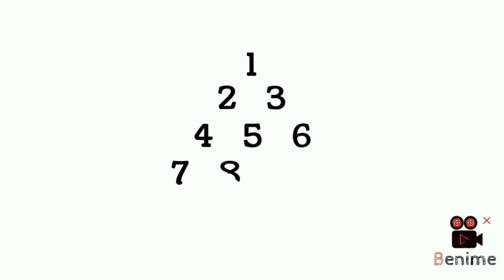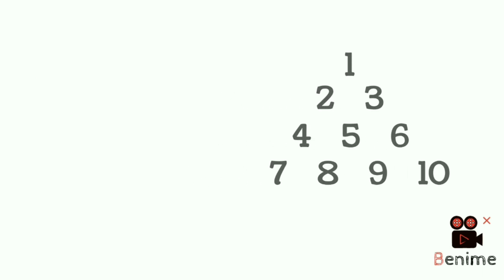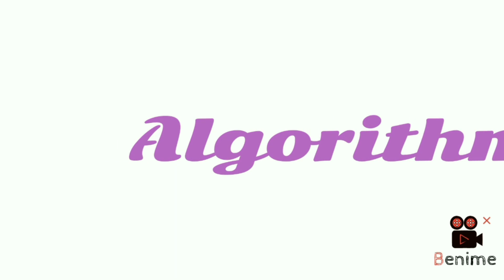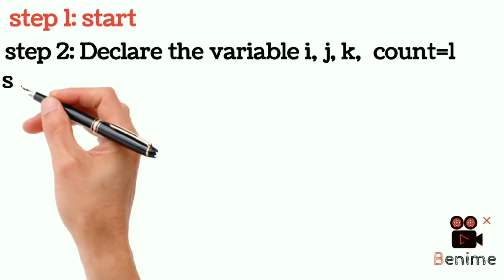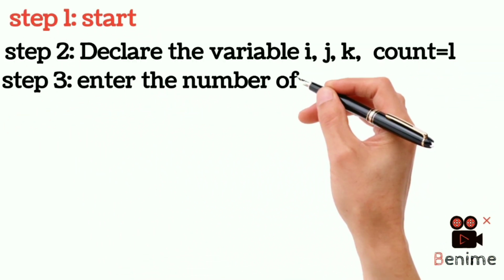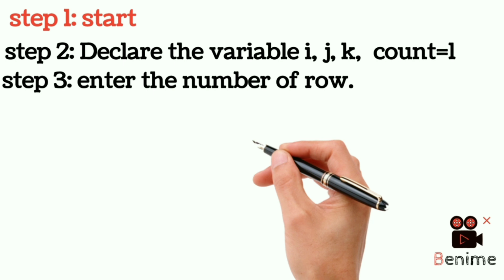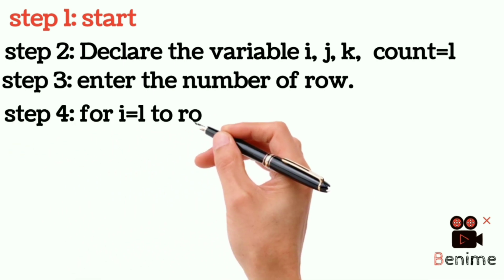Title of the program is to show the following pattern. Now let's see the algorithm. Step 1, start. Step 2, declare the variables i, j, k and count is equal to 1. Step 3, enter the number of rows.